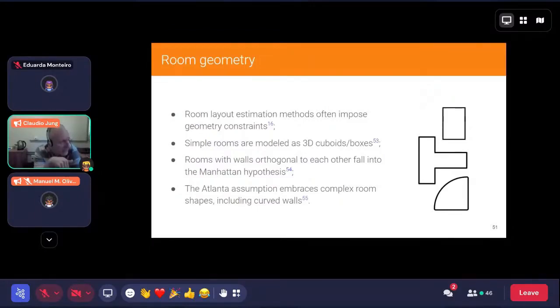On the other hand, if you have a very generic model, such as the Atlanta model, and you run it on a cuboid, it should work. But usually, if you have a model that's too generic for a given application, the results are going to be worse than those that are designed for that particular kind of layout.